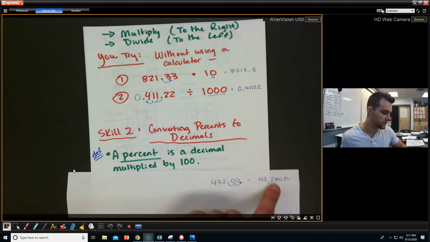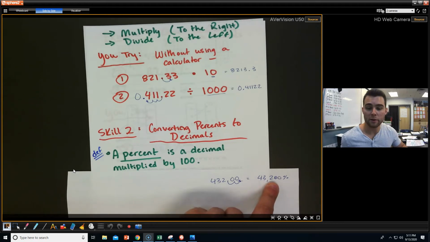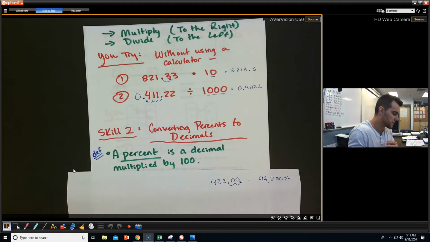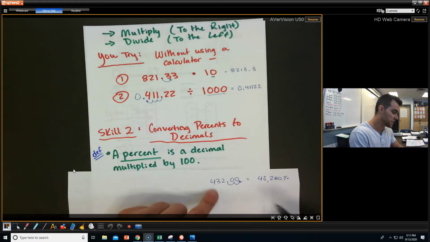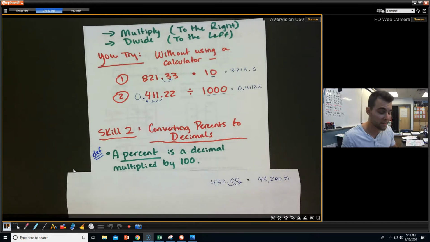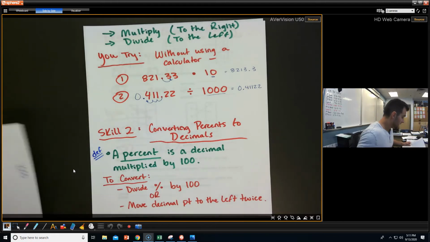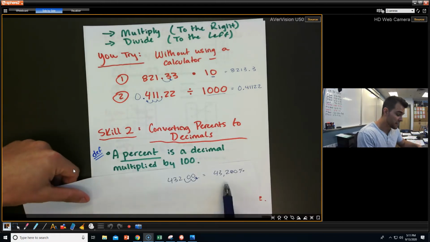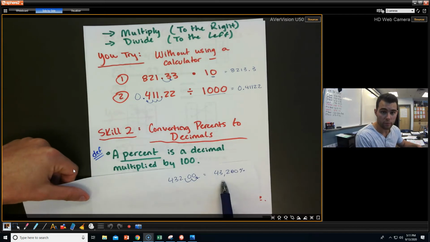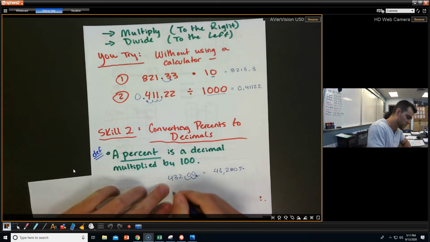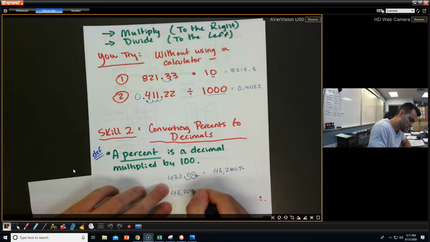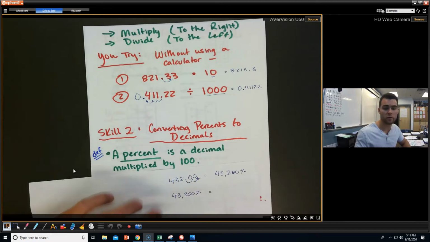Okay, you got kind of messed up along the way there, but hopefully you're starting to see the idea, right? It's just a decimal multiplied by 100. That's it. That's all it is. So if that's how I get a percent, by multiplying by 100, what if I wanted to go the other way? What if I started with my percent and now I want a decimal?